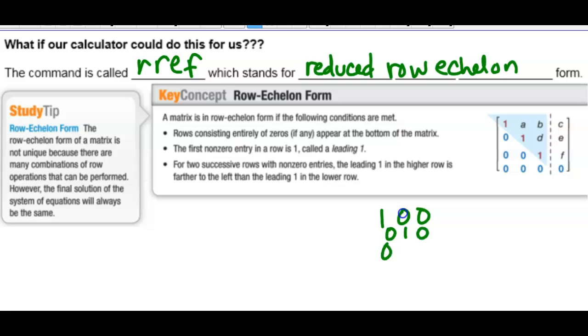So when we have reduced row echelon form, this part of the matrix is going to just be zeros and ones, and then you're going to have answers over here. So this is going to say A equals 1, B equals 1, C equals 1, if you had something like this.